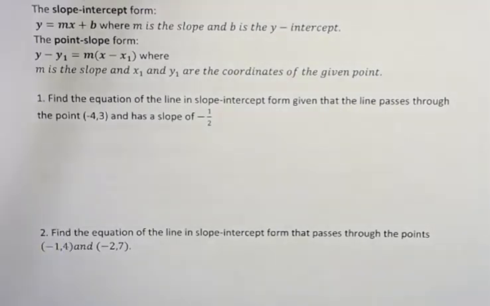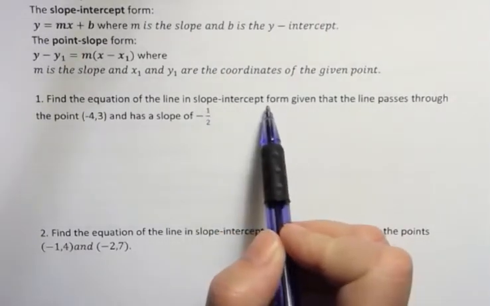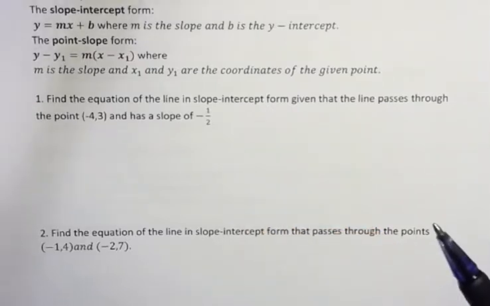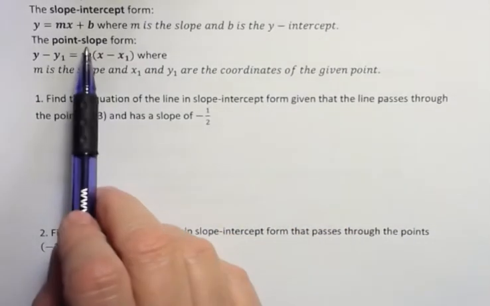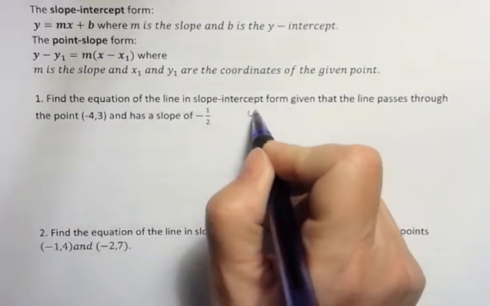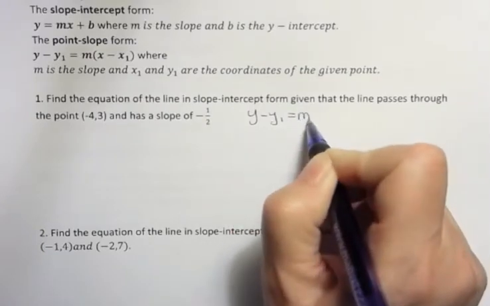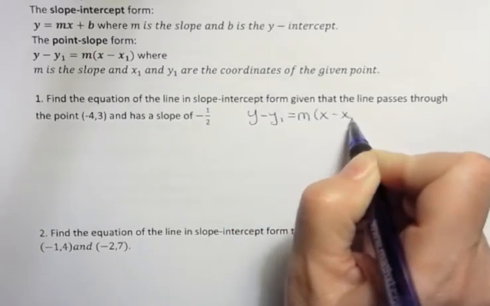Number 1 says find the equation of a line in slope-intercept form given that the line passes through the point negative 4, 3 and has a slope of negative 1/2. If they just ask you for slope-intercept form, that's all you have to enter. Sometimes they will ask you for the point-slope form and the slope-intercept form. We're going to use the point-slope form to start off, and then we'll solve that to find the slope-intercept form.